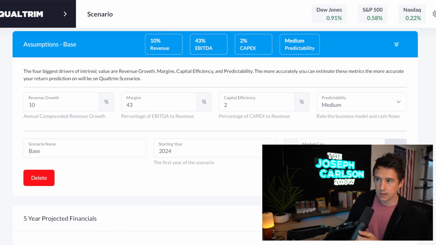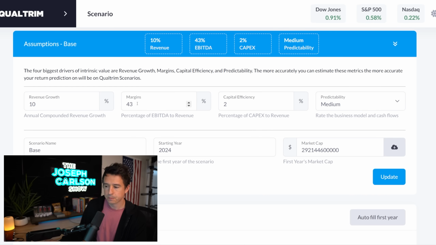I think that Salesforce is likely to grow its revenue at or above 10%. So I put in 10% annual compounded revenue growth, and I'm expecting that for the next 10 years. Okay, so 10% revenue growth.